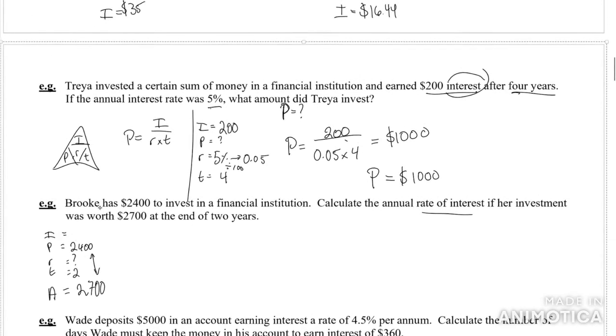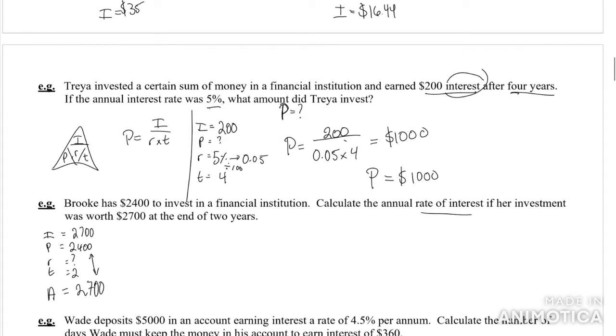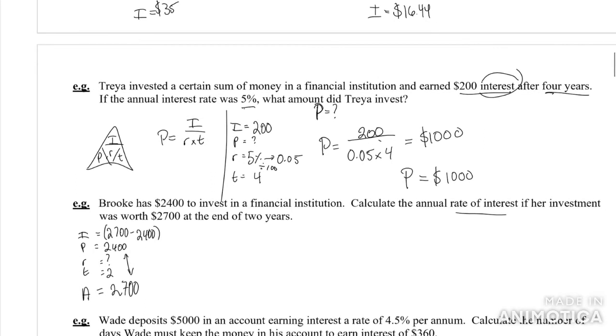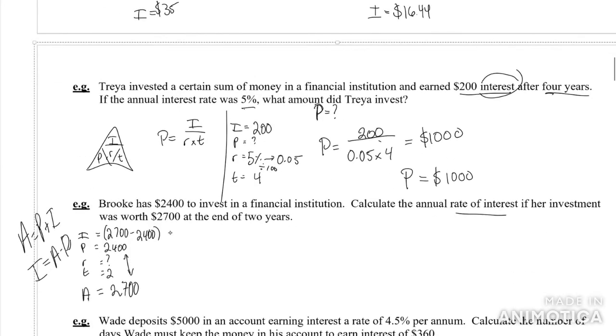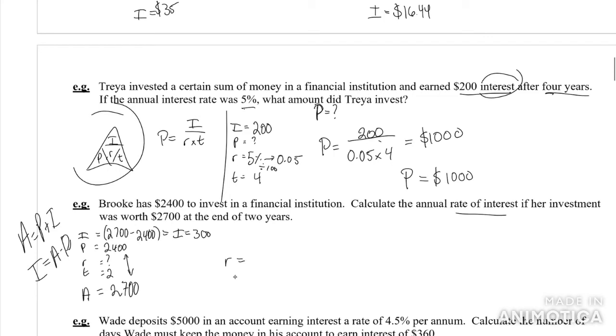Instead, I have to look at these two numbers. So the interest made would be 2,700 minus 2,400. And how I get that was we had that equation A equals P plus I. So rearranging, I can do I is equal to A minus P. So A minus P is 2,700 minus 2,400, so I is equal to 300. Trying to find out the rate, I'll use this triangle here. So rate is equal to I over P times T.